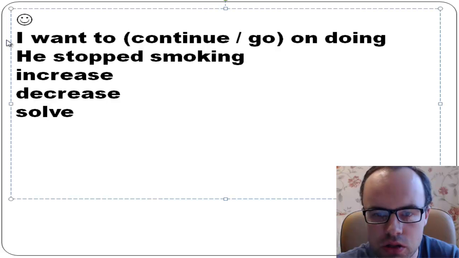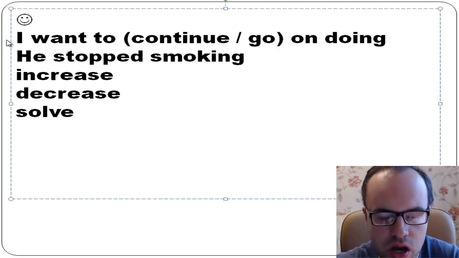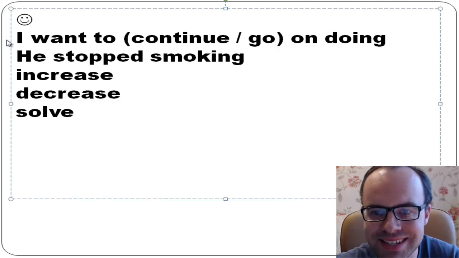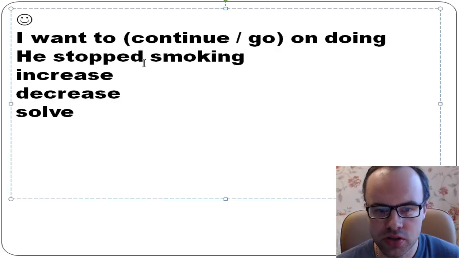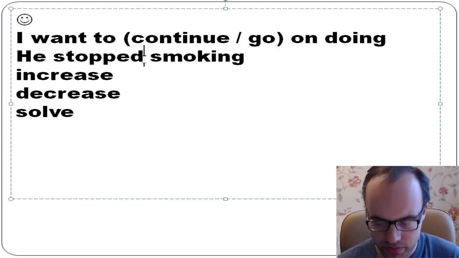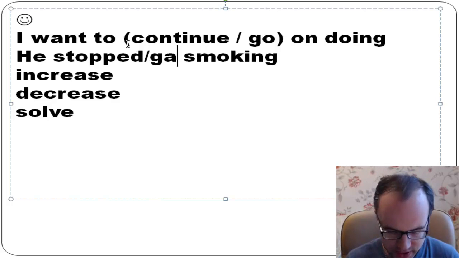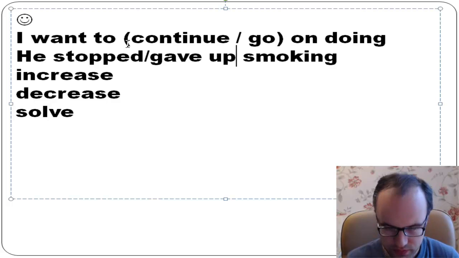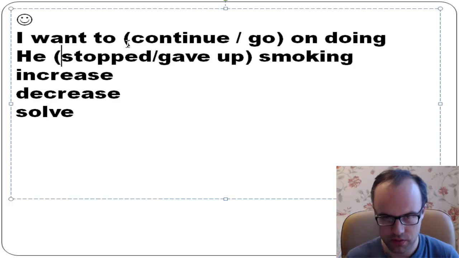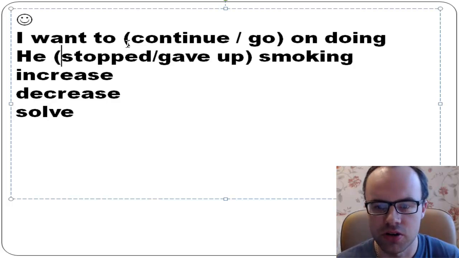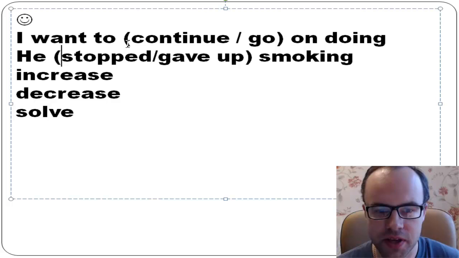If you really want to have an upper intermediate level, you need to use more advanced vocabulary in your speech. And this sentence is no exception. So he stopped smoking. So you could use such a phrasal verb as give up. Right. Absolutely. Give up. So he stopped smoking, or he gave up smoking. He gave up drinking alcohol, or something like this.